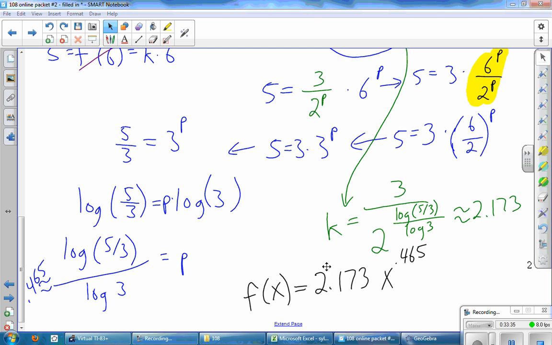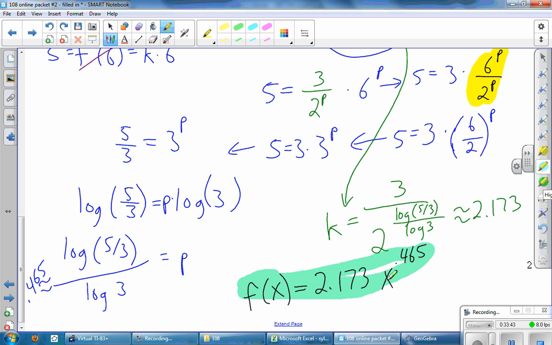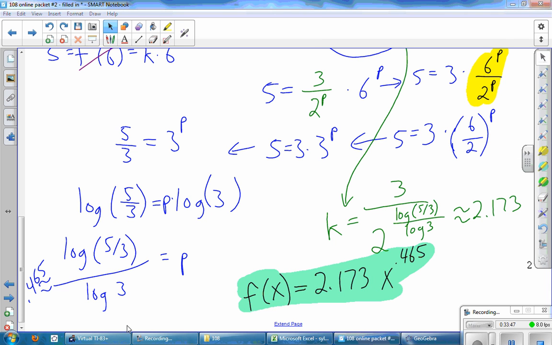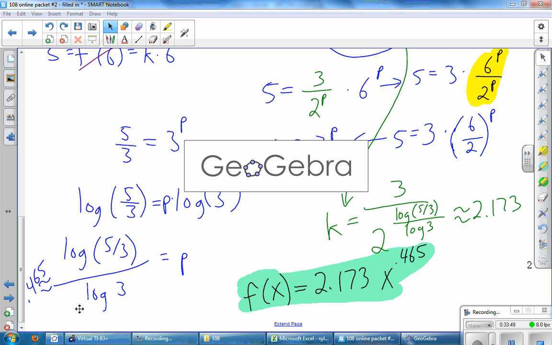Okay, so we've got that. We've got our formula. Maybe real quick, and in fact, we'll just highlight it here, we'll go to GeoGebra and see if GeoGebra confirms that that graph right there hits the 2 points that we started with.